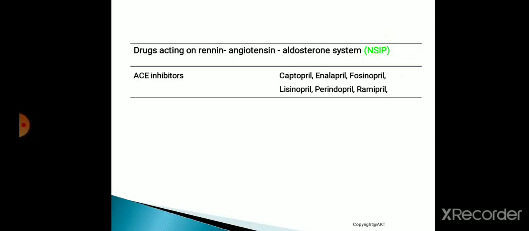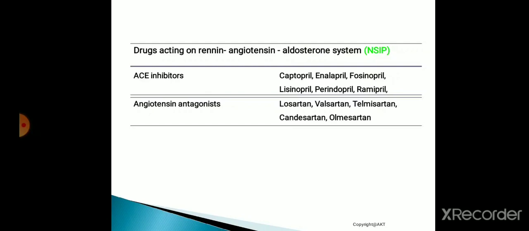So ACE inhibitors, ACE, that is angiotensin converting enzyme, we studied in physiology. So angiotensin converting enzyme inhibitors. All drug names end with pril. You can see that. Easy to remember. Captopril, enalapril, fosinopril, lisinopril, perindopril, ramipril.